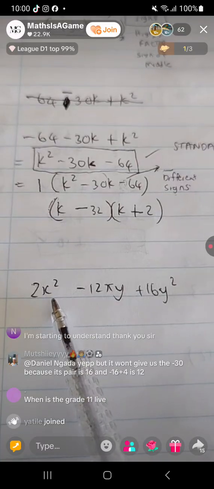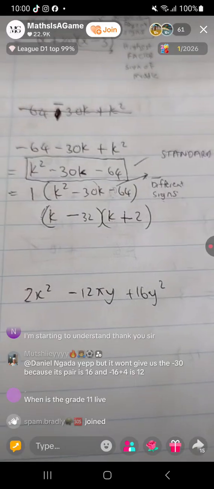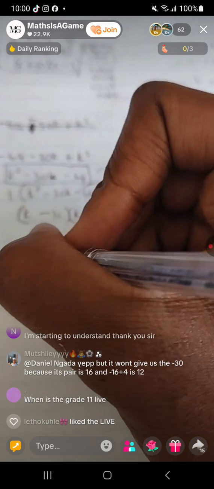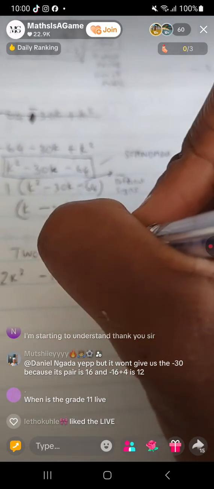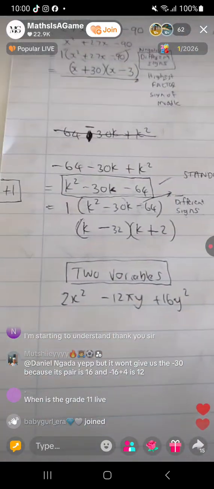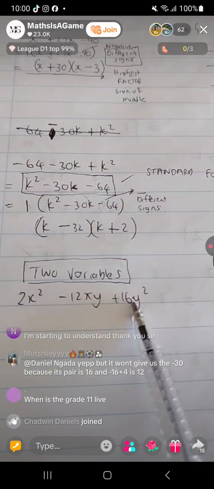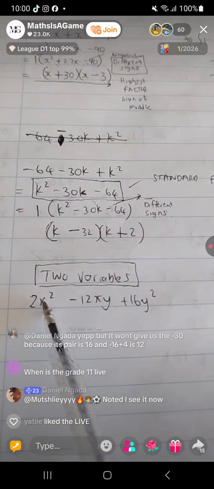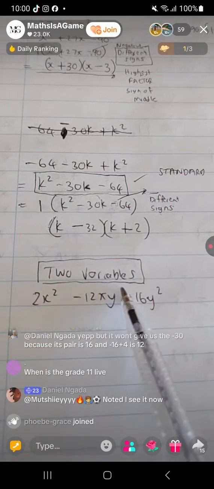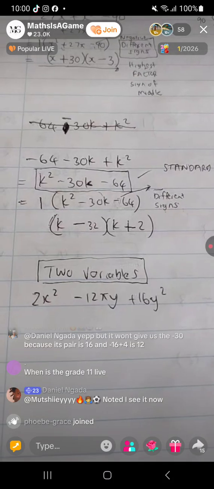All right. So let's look at this question, guys. All the questions we've done so far had one variable. But here we are looking at a trinomial where there are two variables. If you look at the x squared term, this is a y squared term, and both x and y are featuring in the middle term. Okay, does that make sense, guys?